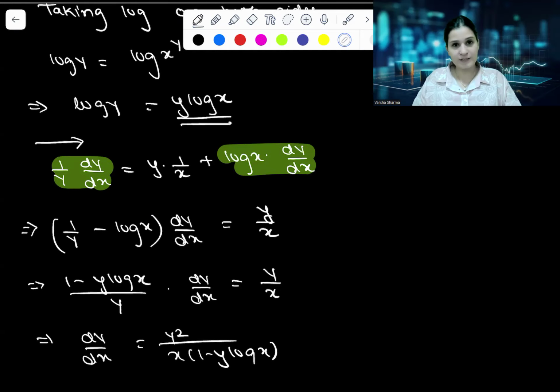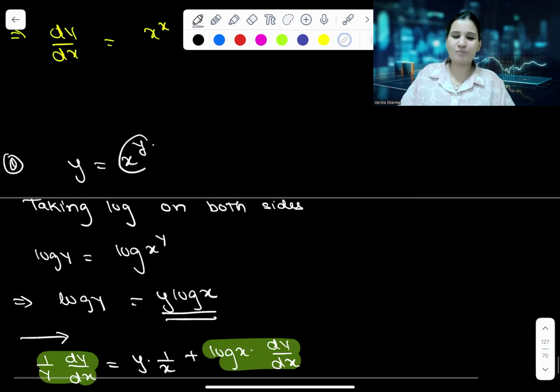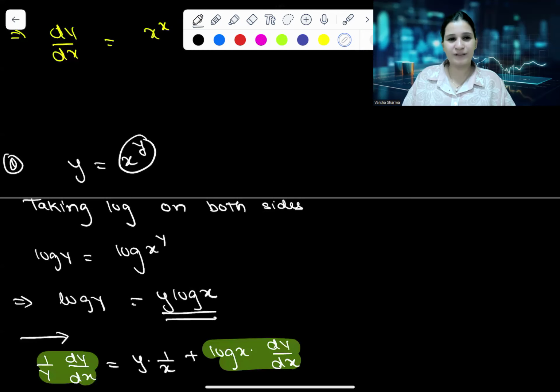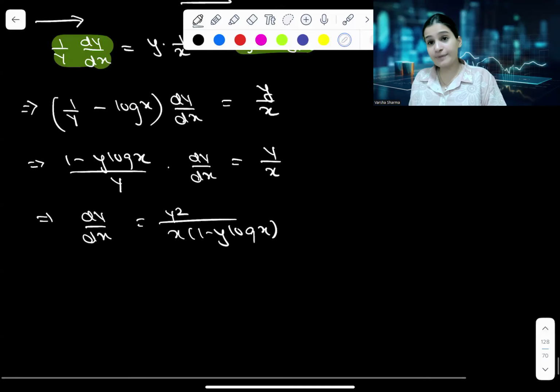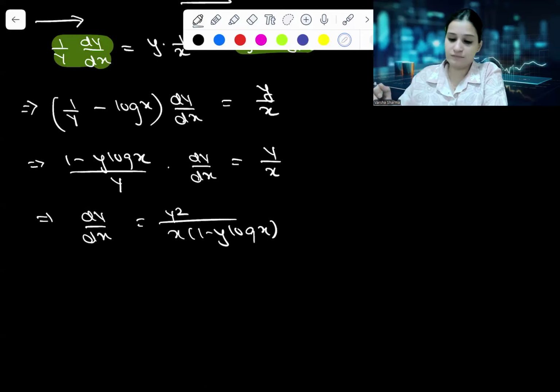Did you get this answer? Yes, ma'am. Try the same sum using e. Ma'am, why do we not have to replace the y with x power y? It will be a complicated term, x power y. If it is a proof, then it is necessary to write it in a certain way. If it is not a proof, then it's your choice. Even if you do it, it's okay. If you don't do it, it's okay. Try the same sum using e.